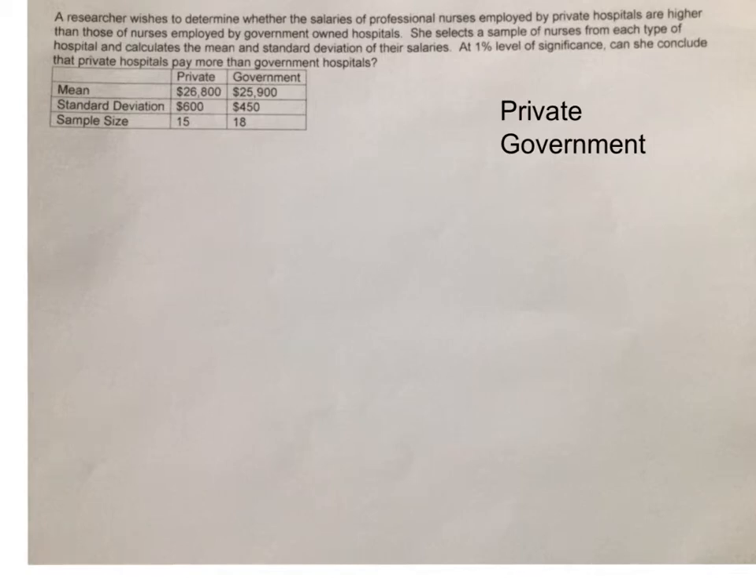In another example, a researcher is looking at the salaries of nurses in regards to whether they work at a private hospital or a government hospital, and trying to make a decision about where they make more money. I'm going to choose to make the private my first sample, my first population, and the government my second.